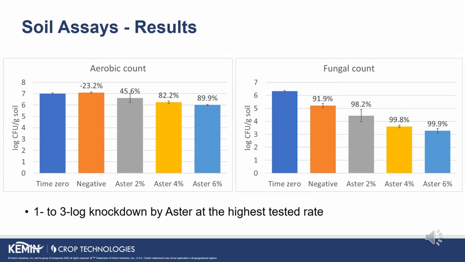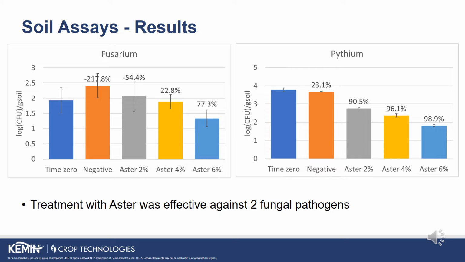in the total populations. We see a similar trend in decreasing the Fusarium and Pythium populations with increasing aster concentration. Again, with as much as 77% knockdown of the Fusarium population compared to time 0 for 6% aster. And then also at 6% aster on the Pythium population, we see as much as 98.9% knockdown compared to the time 0 population.